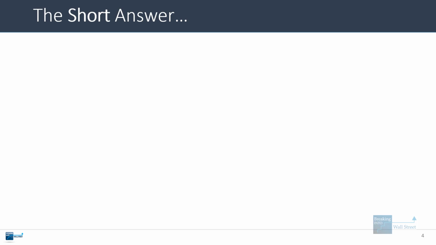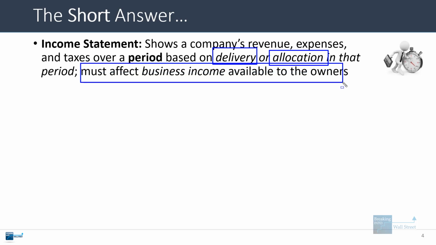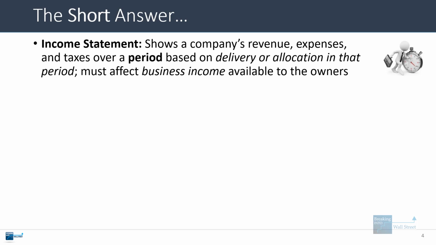I'll start with the short answer and then go into the longer, more detailed answer here. So to understand the cash flow statement, you really have to understand the income statement first, which shows a company's revenue, expenses, and taxes over a period, and items appear on the income statement based on delivery or allocation to that period. They also need to affect the business income to the owners of the company.